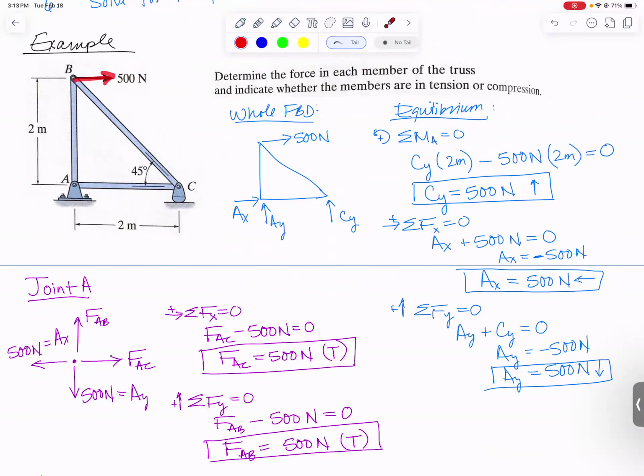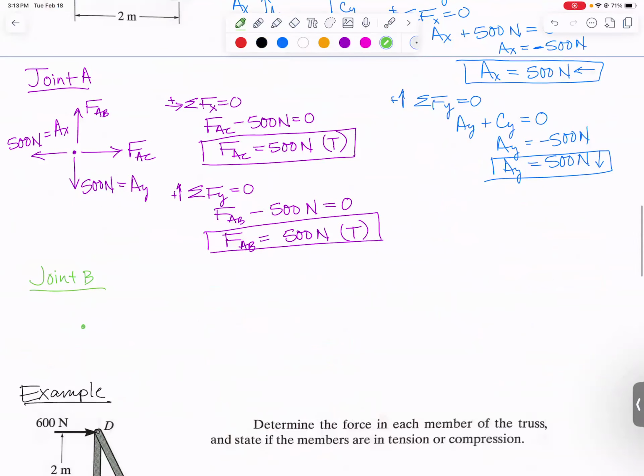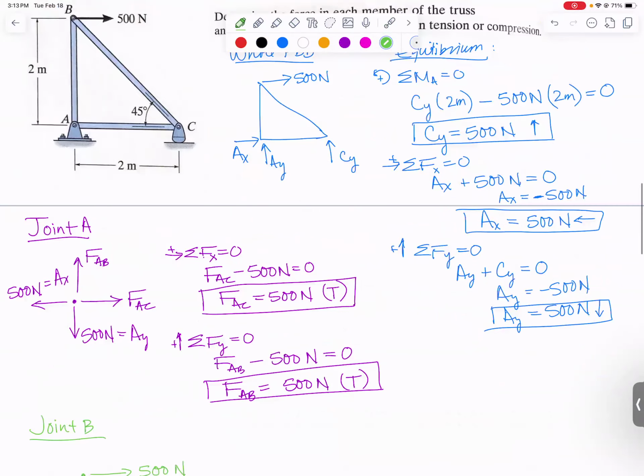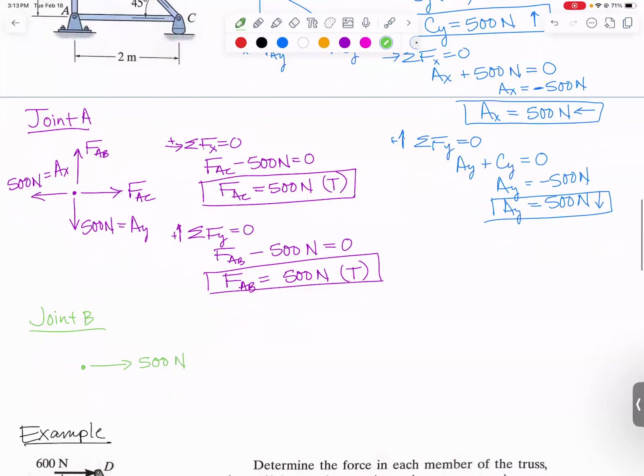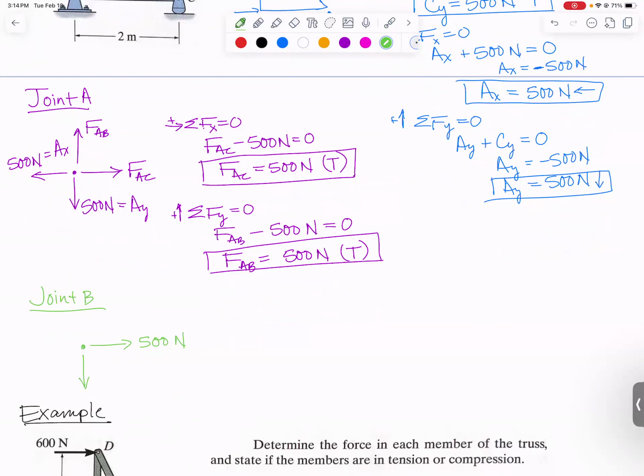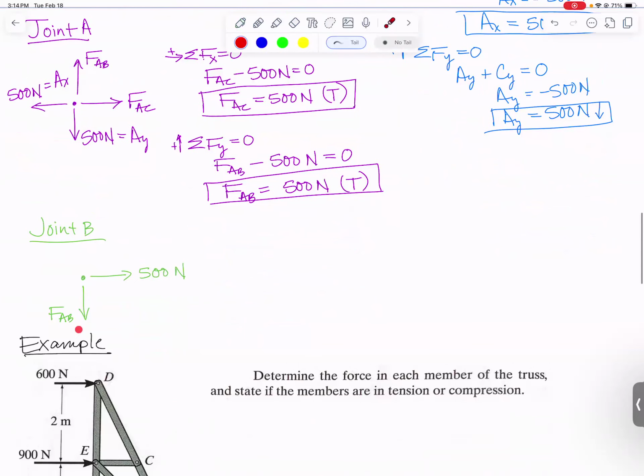We have somebody applying a 500 Newton force to the right. So draw that on there to the right. And then member AB is in tension. So because of that, AB is being pulled up and down by the pins. So if the pin is pulling up on member AB, that means the member is pulling down on the pin. So because it's in tension, I'm going to draw the force in member AB as pulling down on the pin. This does not mean that the pin is pushing down on the member. This force on this diagram is what the member does to the pin, not what the pin does to the member.